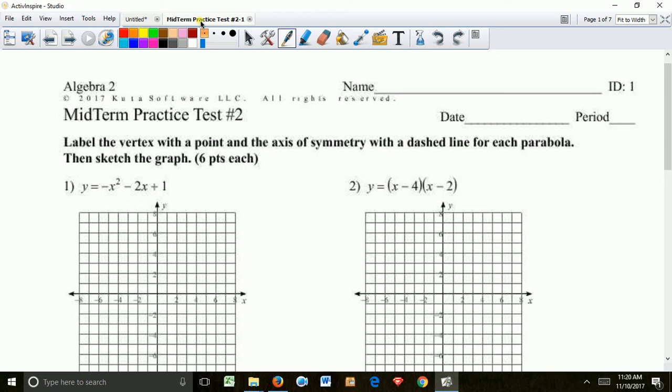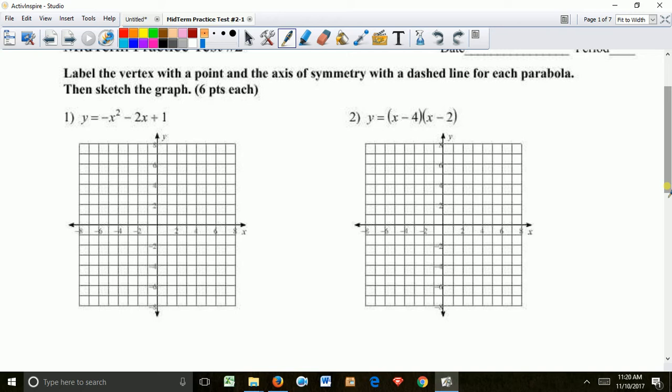So, label the vertex with a point and the axis of symmetry with a dashed line for each parabola, and then sketch the graph. Number 1, you've got this in standard form. The parabola is going to open downward because the value of a is less than 0. So now you want to find the axis of symmetry, which is given by negative b over 2a. In this case, you're going to plug in negative 2 for b, and then divide that by 2 times negative 1.